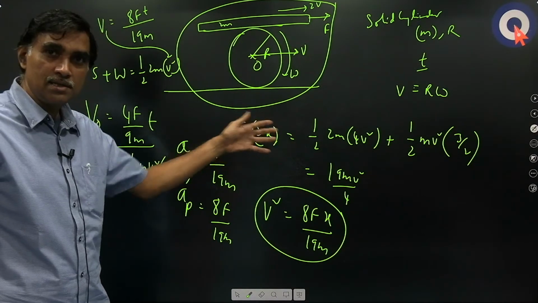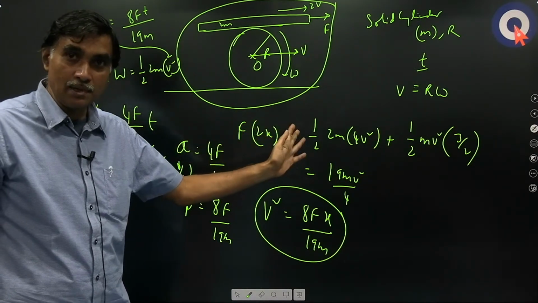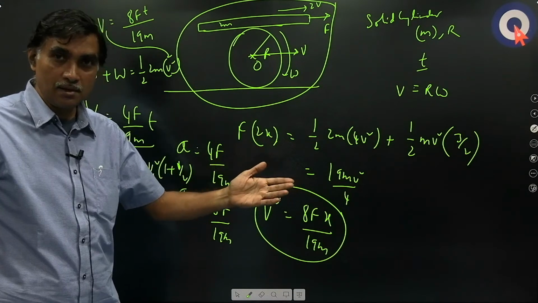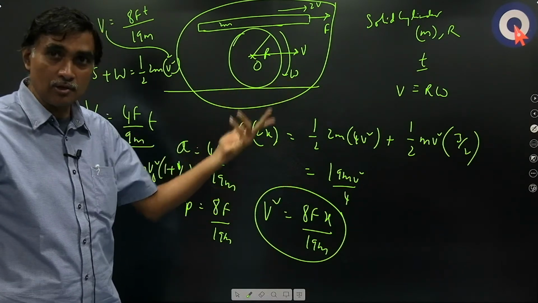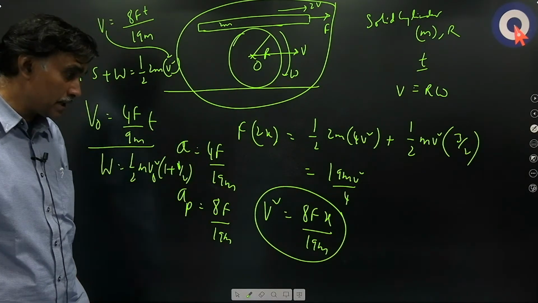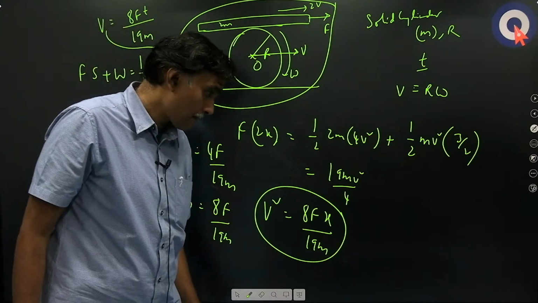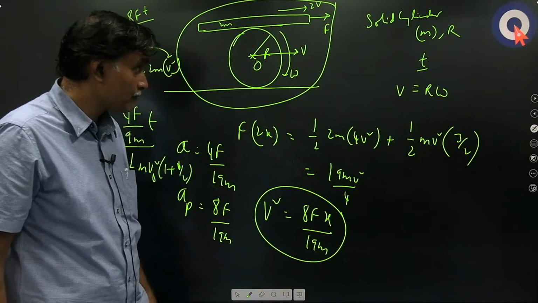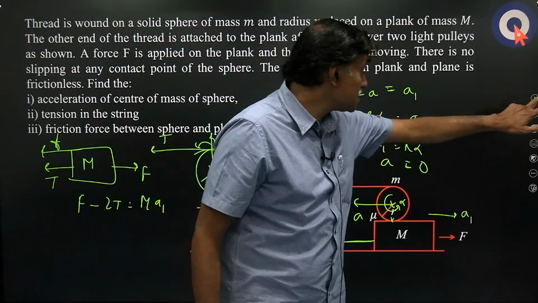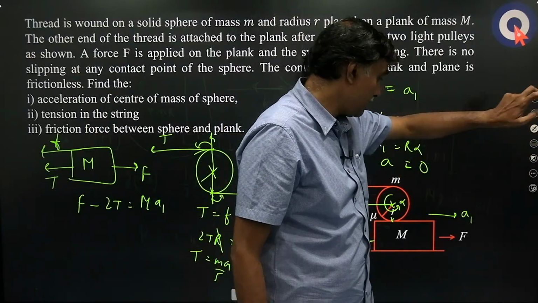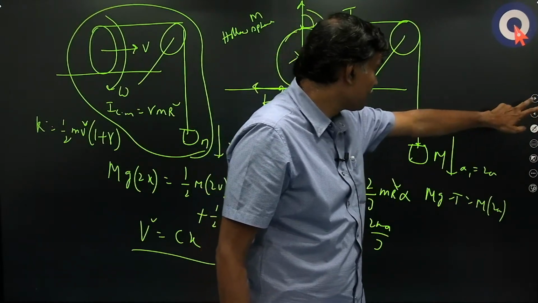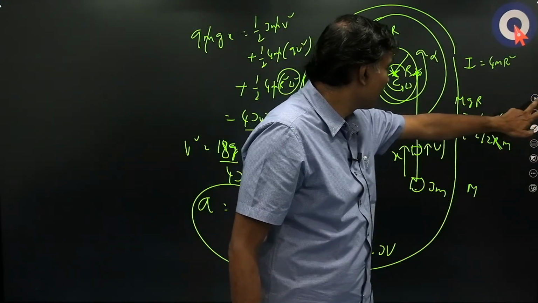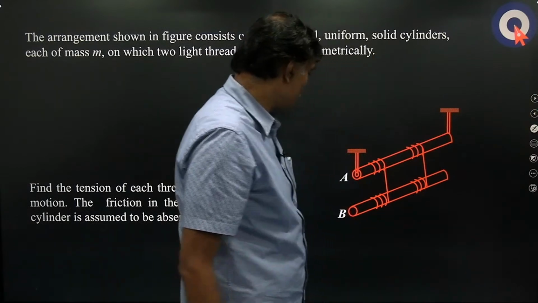This is the method where you can do it by the work-energy theorem. Otherwise, you can always do it by the force method, and torques and all those things, and acceleration conditions, rolling conditions like that. Okay. So the next question we will see anyhow. This we are done already. Now this is the next question.